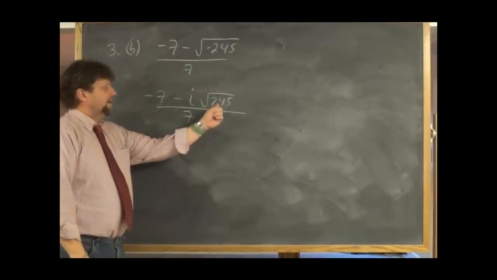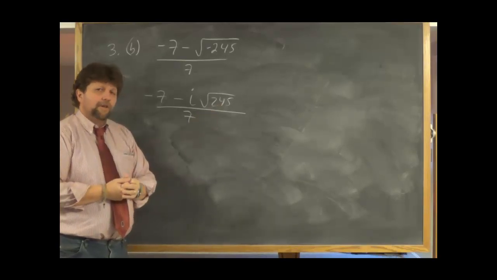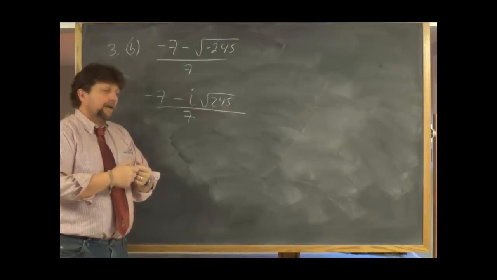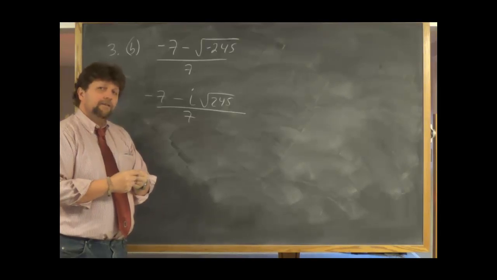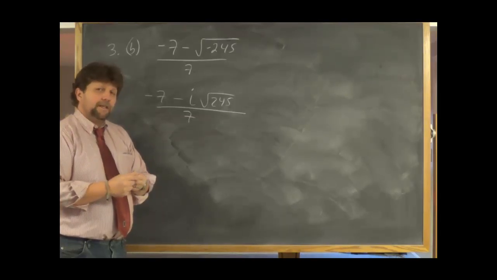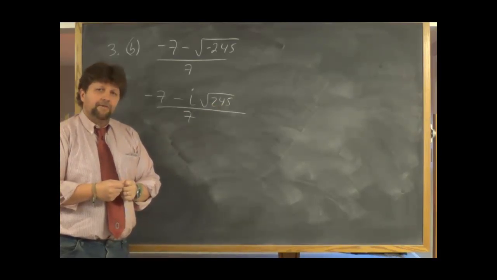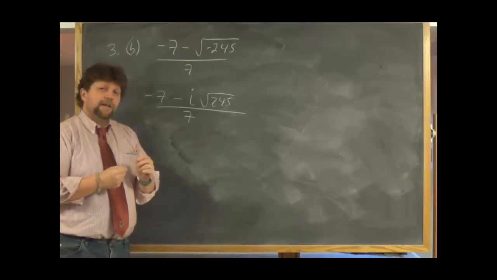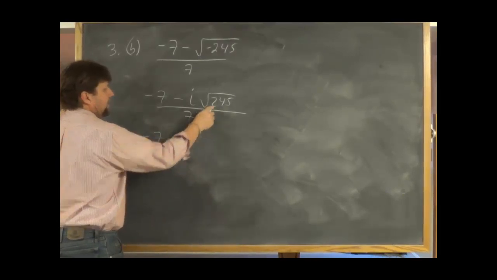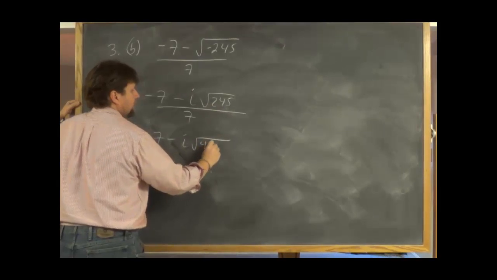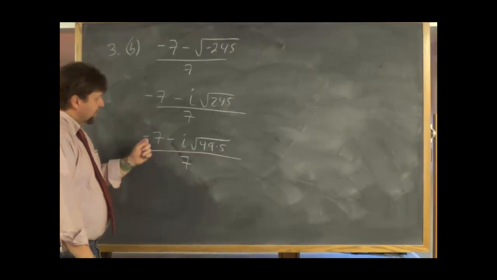Okay, next in simplifying, I'm going to try to find a perfect square that is a factor of 245. So a perfect square like 4, 9, 16, 25, 36, a perfect square. I think the largest perfect square that is a factor of 245 is 49. I believe you'll find 49 times 5 is 245. So if I write the square root of 245 as 49 times 5, well, I'm almost there.